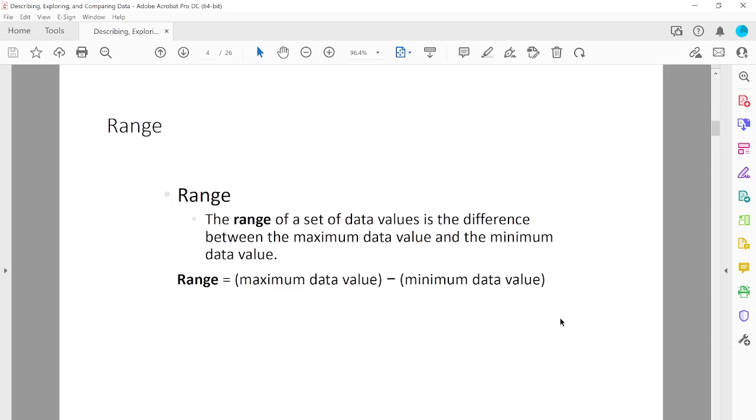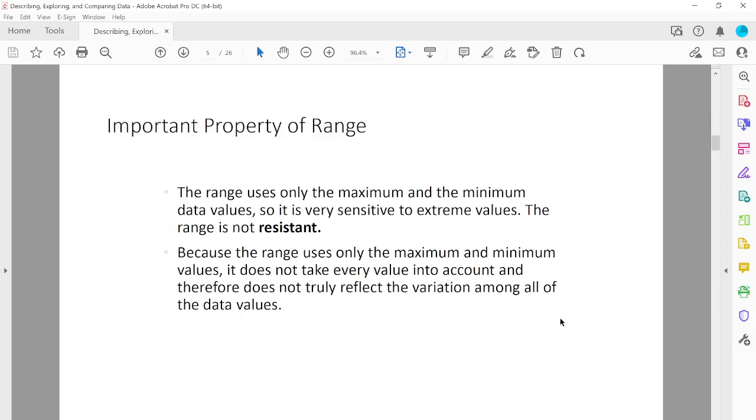How do we find the range? Range is the difference between the maximum and minimum value. And since the maximum and minimum value could be outliers, the range is not resistant. It is affected by the outlier.